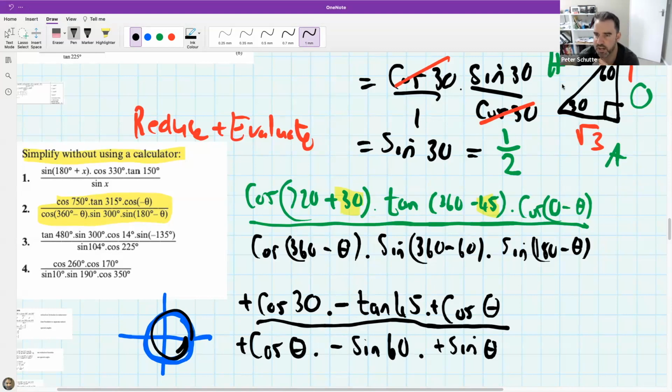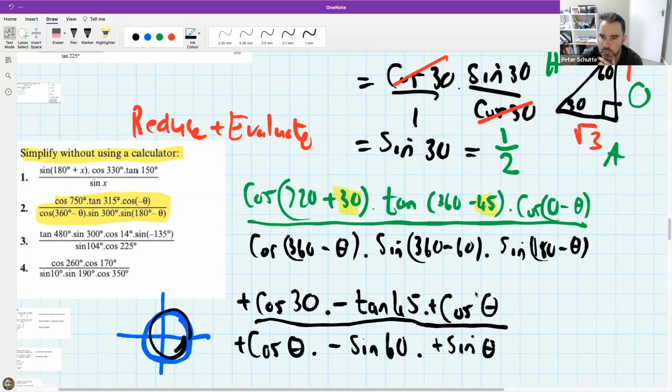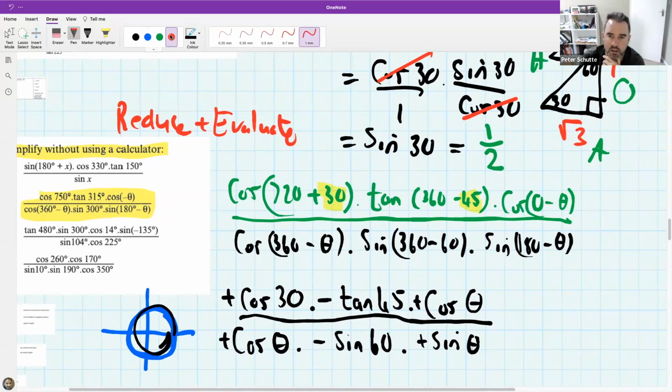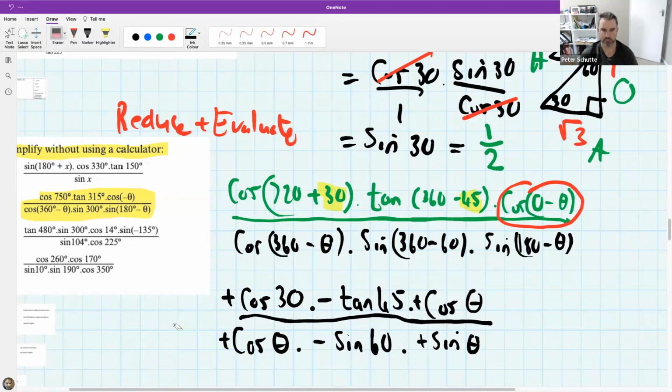So the question from Tato is, how is it positive cos theta? Do you mean the one in the numerator up here, Tato? Do you mean that one? Or do you mean the one down here? I'll call it the blue cos or the red cos. Which one do you want me to clarify?